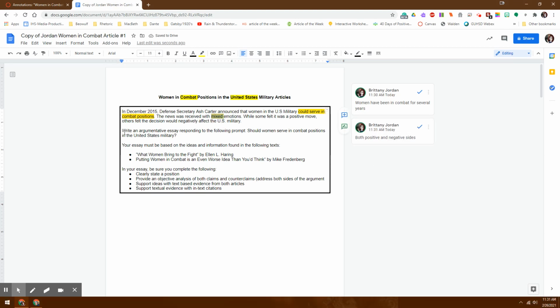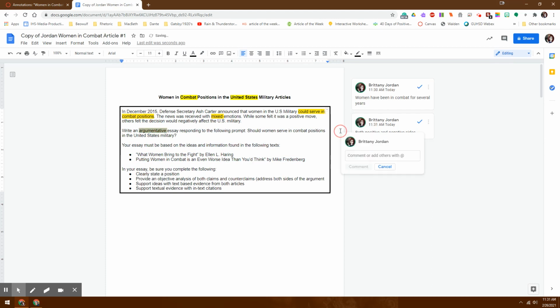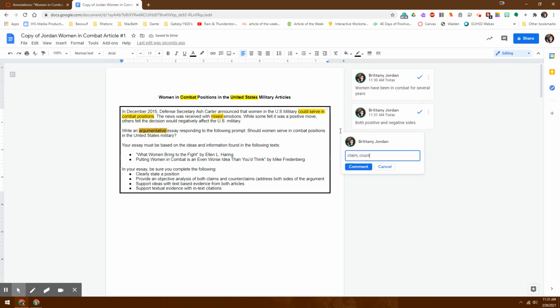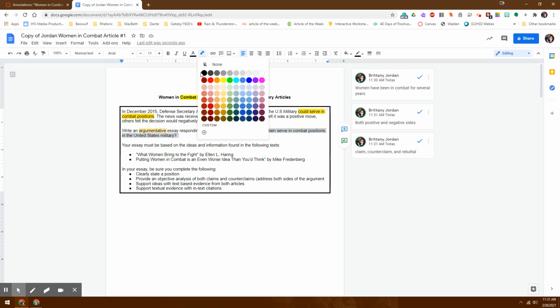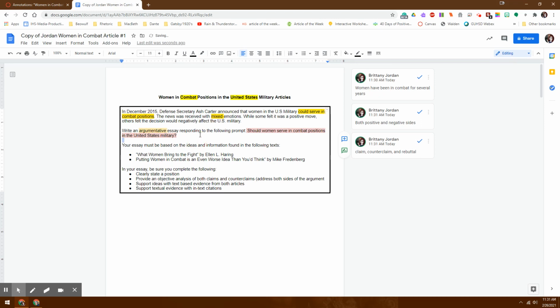And then it goes into your actual essay prompt. Okay, so it says write an argumentative essay. So this means that we are going to have our claim, our counterclaim, and rebuttal ideas. And your prompt here is, should women serve in combat positions in the United States military? So I'm going to highlight my prompt in a different color. So that's the question we are trying to answer. Should women serve in combat positions?